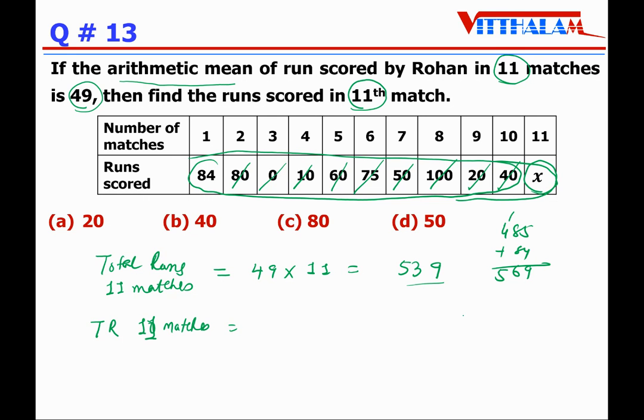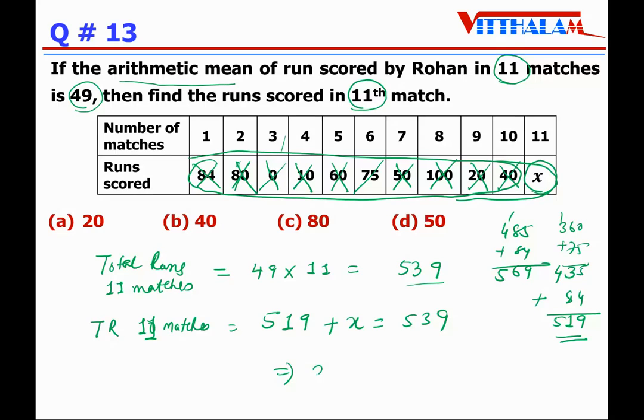How can the score be more than this 539? It cannot be. Let's just recalculate. 80, 80, 0, so 80, 90, 90 plus 60 is 150, 150 plus 50, so it is 200, 200 plus 100 is 300, 320, 360, 360 plus 75 is 435, 435 plus 84 is 519. So it is 519 plus X, that is the score which is equivalent to 539, therefore X is 539 minus 519, so it is 20.